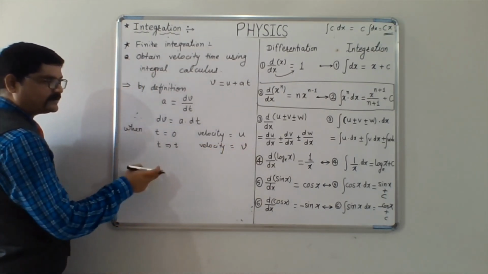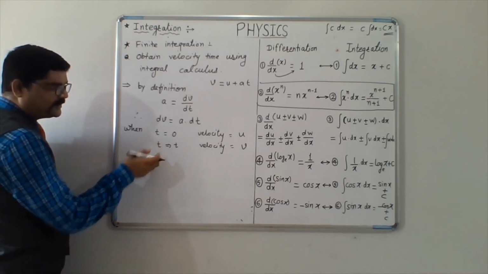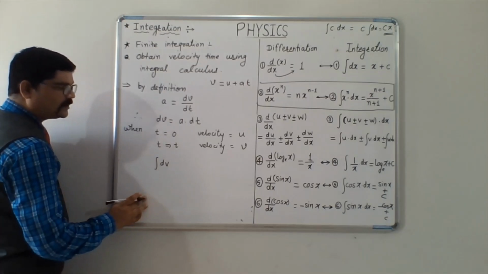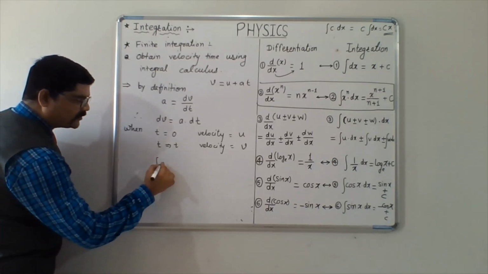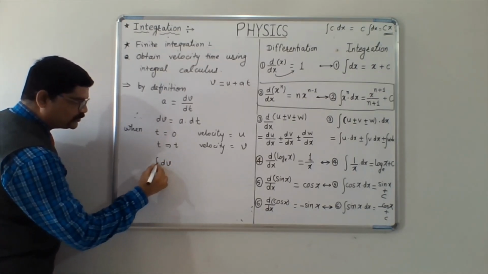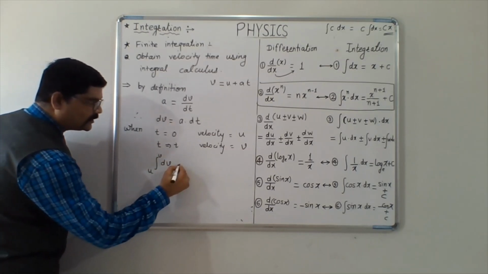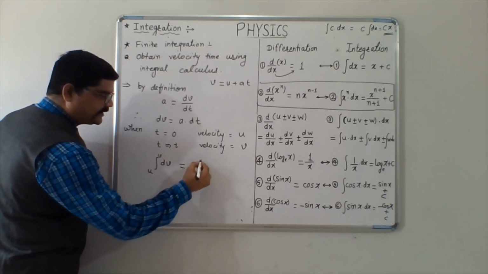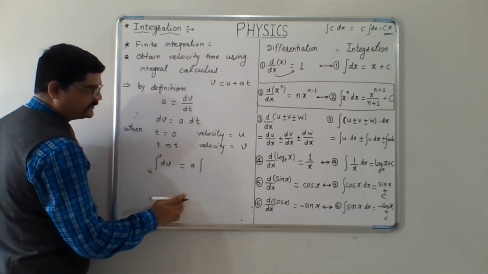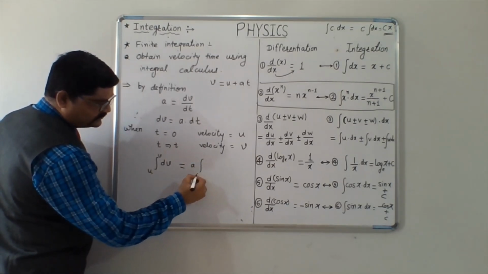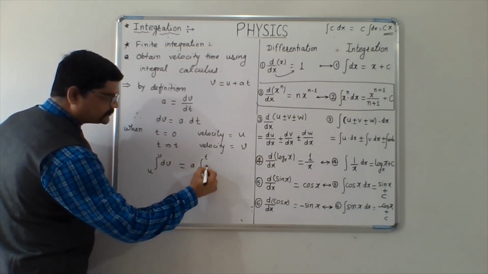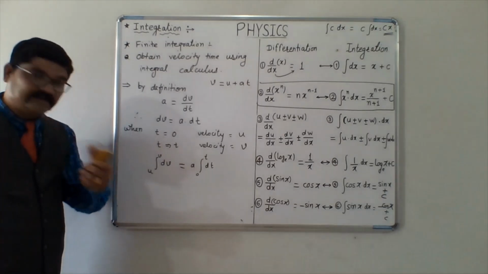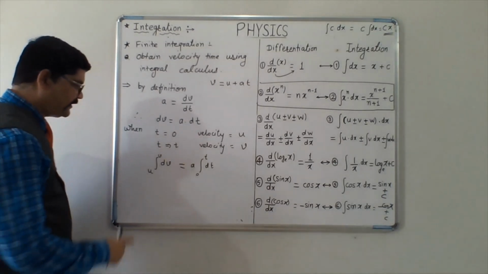Thus, we will integrate this in the given limits. First of all, we can take integration of dv from u to v is equal to a, which is constant. I am taking it outside the symbol of integration. Integral from 0 to t of dt. Now this is the finite integral that we are having, and we can obtain it.